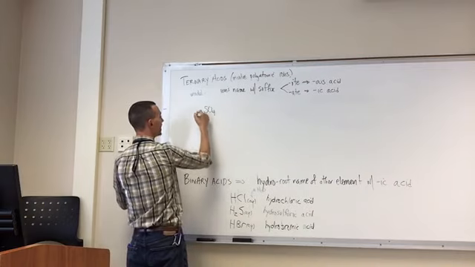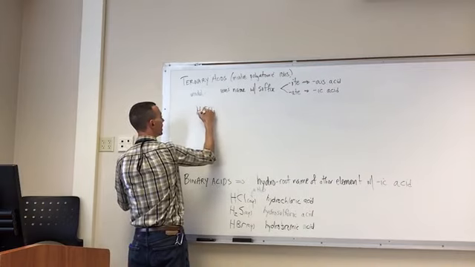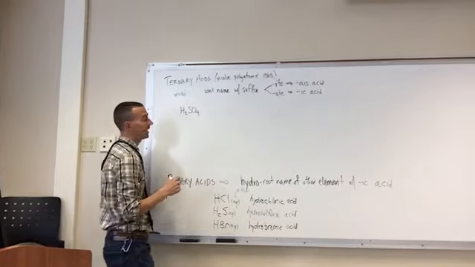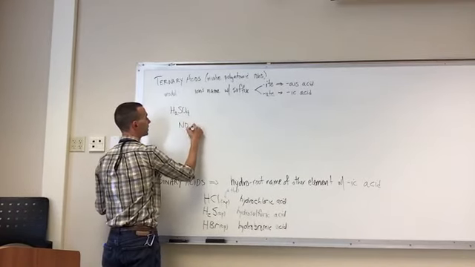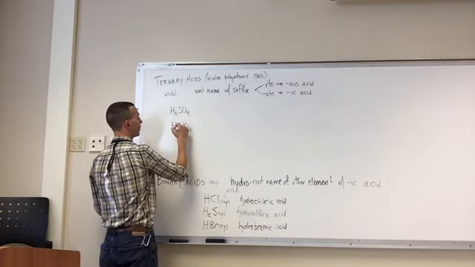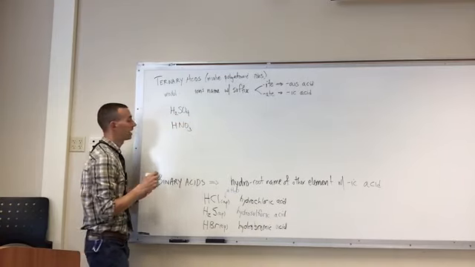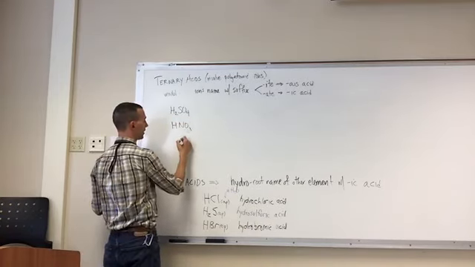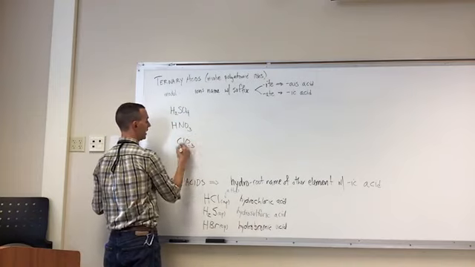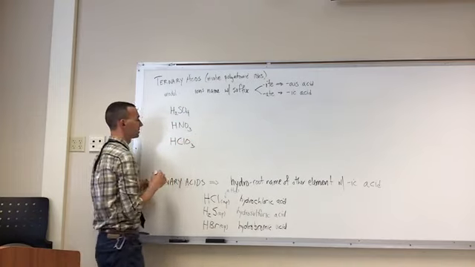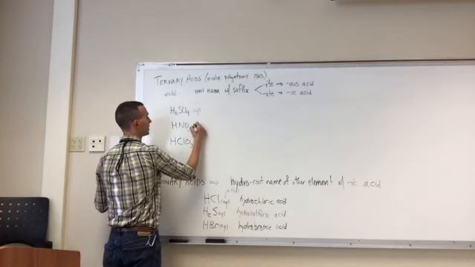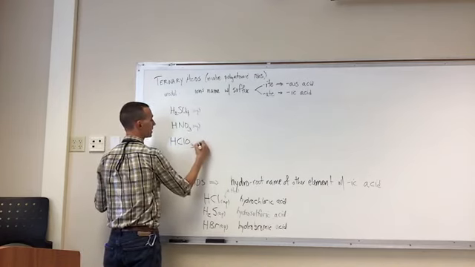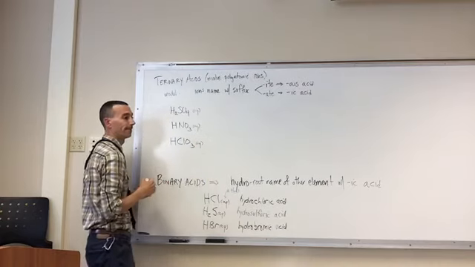The sulfate ion forms an acid with hydrogen, H2SO4. The nitrate ion forms an acid with hydrogen, HNO3. The chlorate ion forms an acid, HClO3. Again, these technically should all be aqueous, AQ. Right?